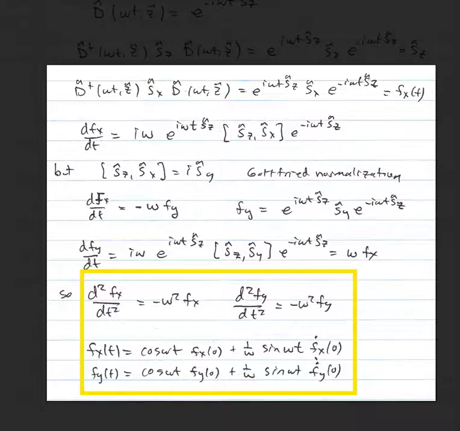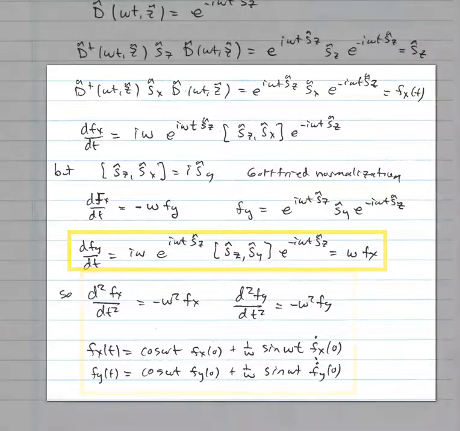Now remember, we know what fx of 0 is. Fx of 0 is just sx. We know what fy of 0 is. It's just sy. We also know what the derivative is. Remember, we calculated the derivative of fx with respect to t was minus omega fy. So that derivative will be minus omega sy for fx dot, and it will be omega fx for fy dot. So we can just substitute all of that in.